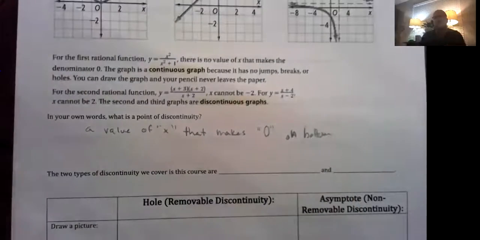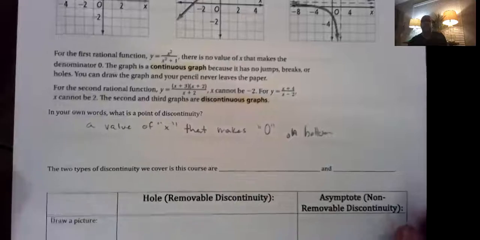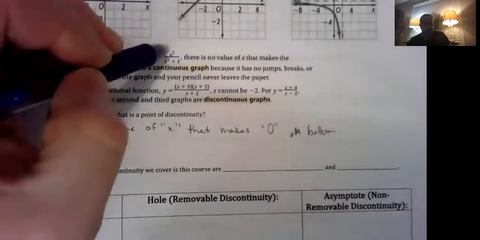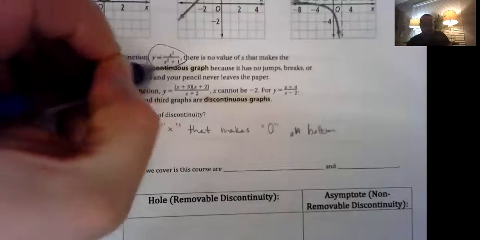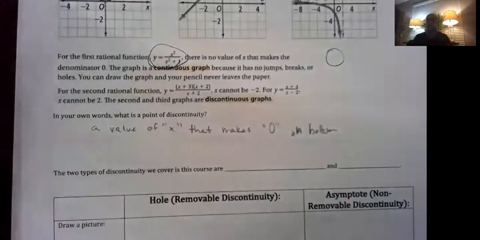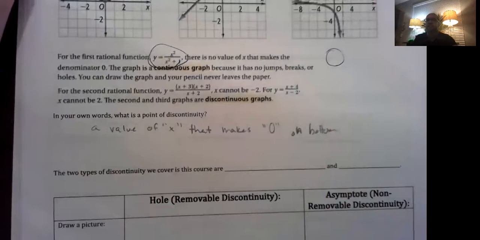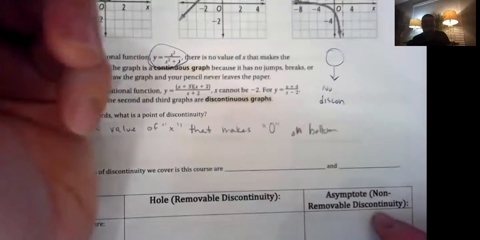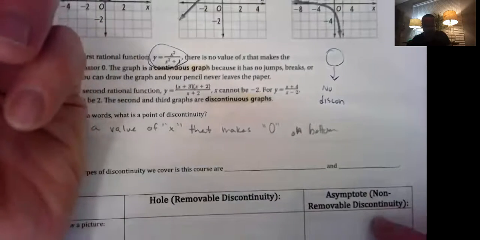All right. Okay, so let's take a look here. That's why this is continuous here, right? So if I look at just this blue one right here, you can see that when I am looking at this, there is no value on the bottom that would make 0. So in this case, it would just be no discontinuity.